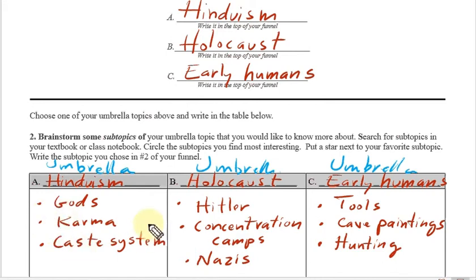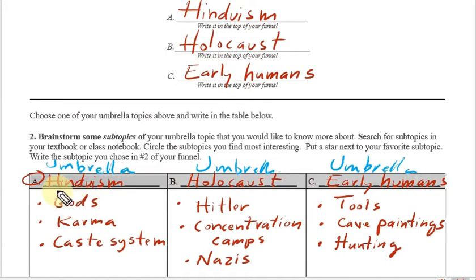So some of you already chose a topic. You narrowed it down to one because you got 3 right here. So let's say, for example, I narrowed it down to Hinduism. Let's say I wanted to do Hinduism. The next step, now I'm forgetting about these. I'm forgetting about Holocaust and early humans because I chose Hinduism.